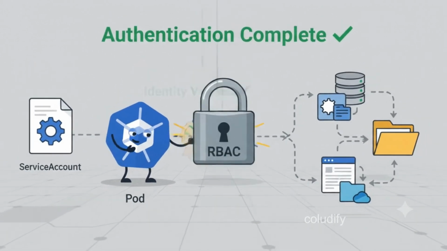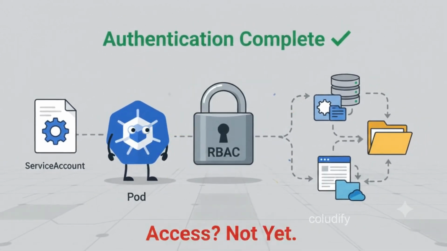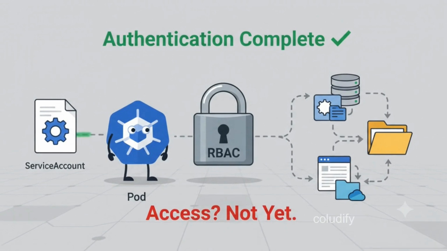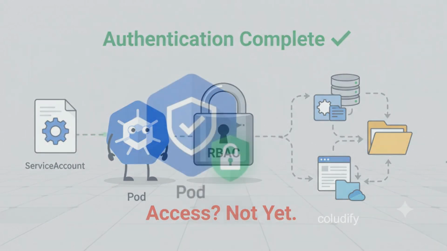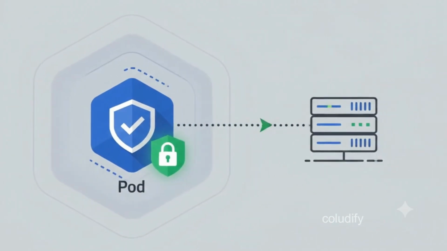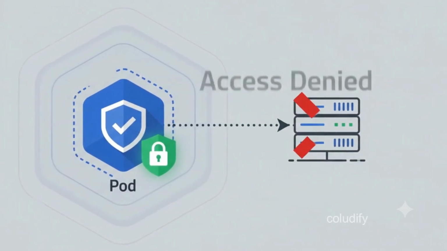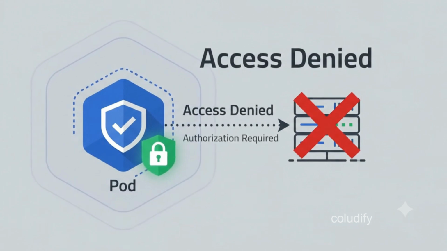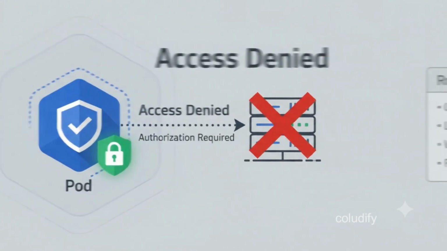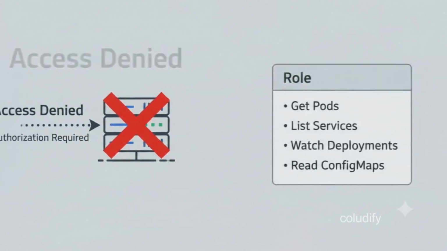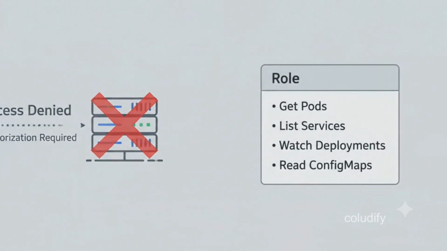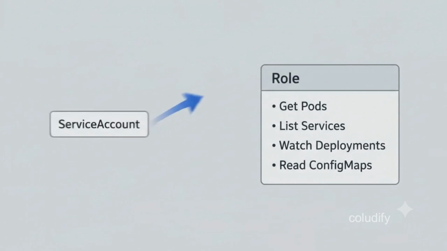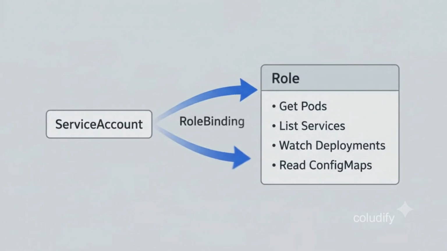Authentication is complete, but can the pod access resources? Not yet. Why can the pod not access the resources? Because the service account also needs authorization. A cluster role defines allowed actions such as get pods, list services, watch deployments, and read config maps. A role binding then connects those permissions to the service account.